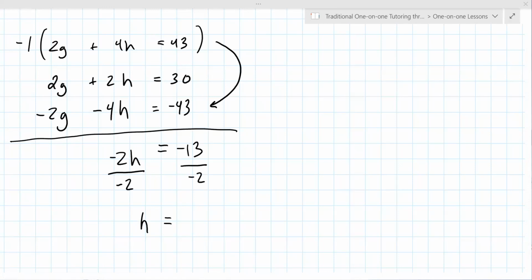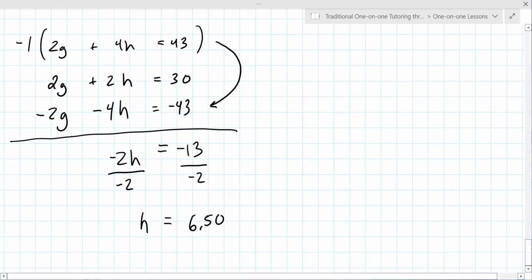For that one, I got -6.5. Can't be negative. It's a price. Oh yeah, 6.5. Yes. $6.50, which is pretty low for the price of a hat. I don't know if you've bought one lately. That doesn't sound anywhere near how much a hat would actually cost.